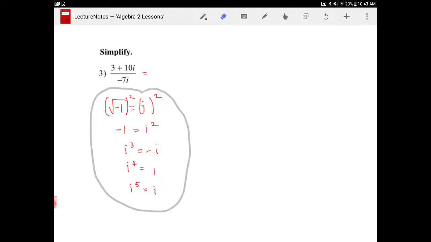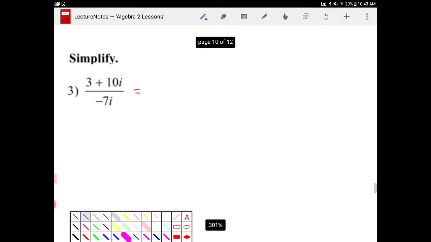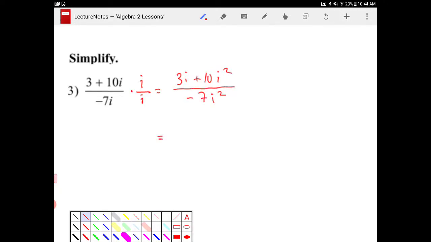Anyway, what we want to do now is rationalize the denominator. So I want to multiply both the numerator and denominator by 7i, or just i. And if I do, I'll end up with 3i plus 10i squared all over -7i squared. And what exactly is i squared? That's -1, so the denominator becomes 7. Now it's rational. The numerator, 3i plus 10i squared, is really -10 plus 3i.